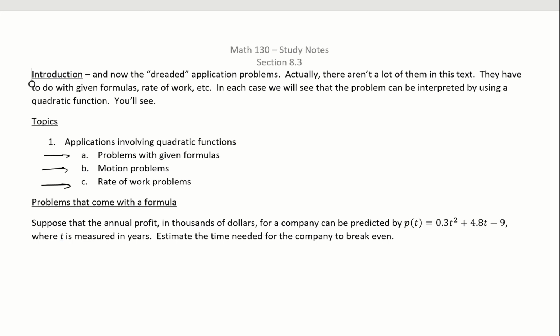Okay, so I'm just going to steal three problems from the textbook and take a peek at them. Suppose in this problem right here that the annual profit in thousands of dollars for a company can be predicted by this particular model: P of t is equal to 0.3 t squared plus 4.8 t minus 9, where t is measured in years. So you've got a function that has profit in thousands of dollars to years, okay? It says estimate the time for the company to break even.